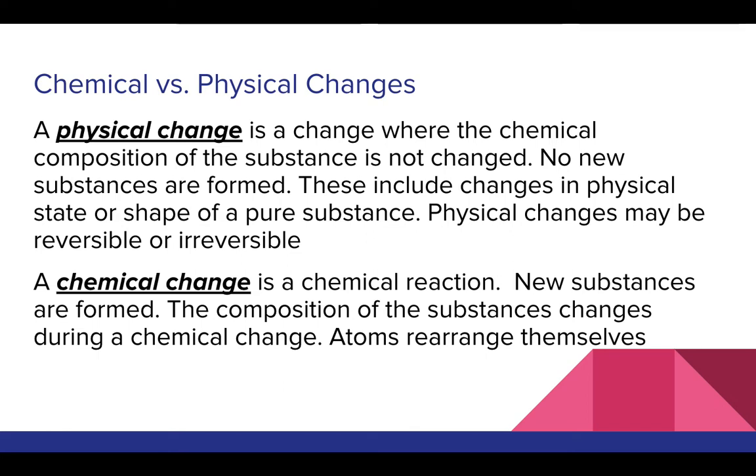But tearing a big piece of paper into small bits tends to be irreversible. It's not going to be something that you can easily reverse. A chemical change is basically a chemical reaction. New substances are formed. The composition of the substance changes during a chemical change. Atoms rearrange themselves. So you saw that in the time lapse of the rust, the iron changing into the rust.